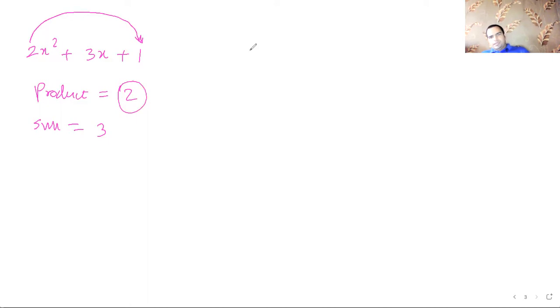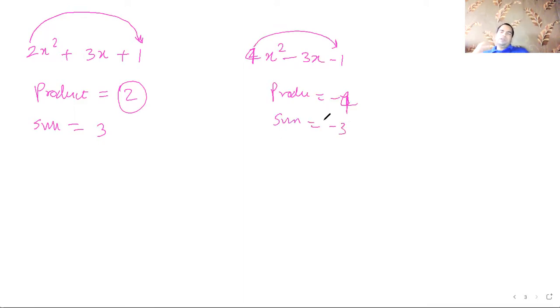Which two numbers multiply to give the product 2 and sum to 3? Now before that, let me illustrate some more examples. Let's say I've got 4x squared minus 3x minus 1. In this case, to find the factorization, the product of the numbers should be negative 4, because 4 times negative 1, and the sum should be negative 3. So which two numbers multiply to negative 4 and add up to negative 3? Let me first give the first example.